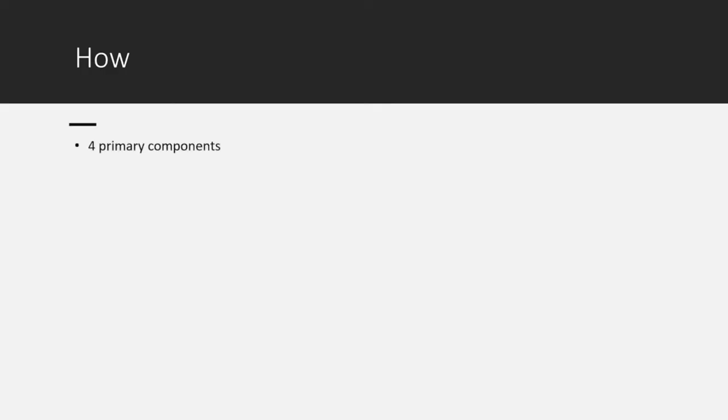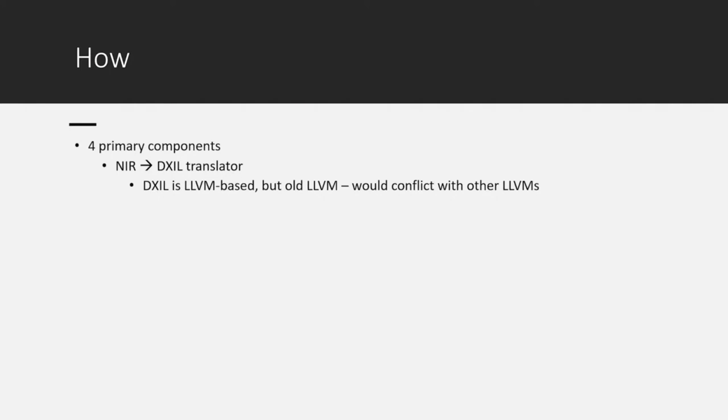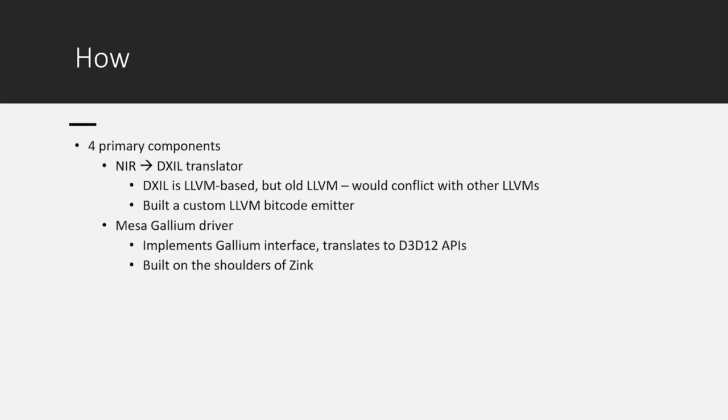So what we've built consists of 4 primary components. First is a NIR to DXIL translator, where NIR is Mesa's intermediate language for shaders, and DXIL is D3D's intermediate language. DXIL stands for DirectX Intermediate Language. Very creative. DXIL is LLVM based. It's based on LLVM 3.7. So we built a custom LLVM bitcode emitter rather than using the LLVM codebase to do it for us.